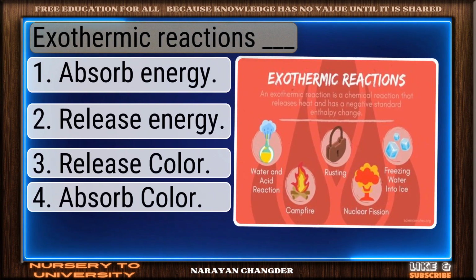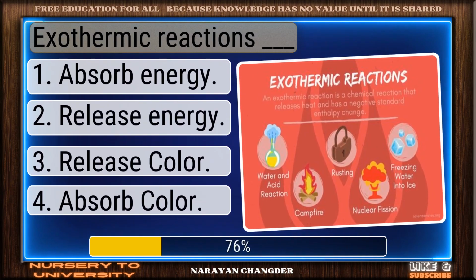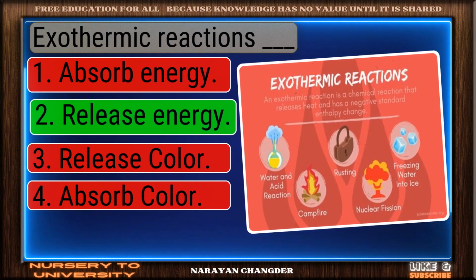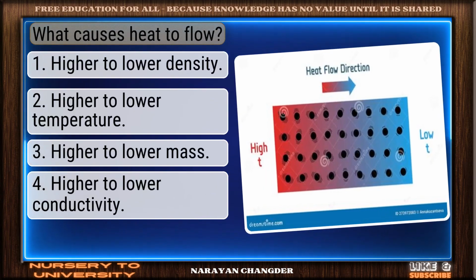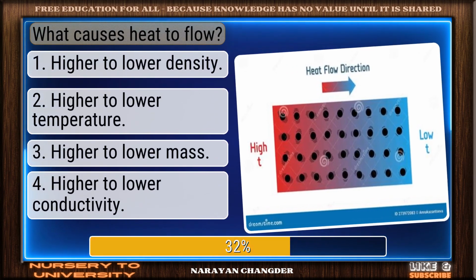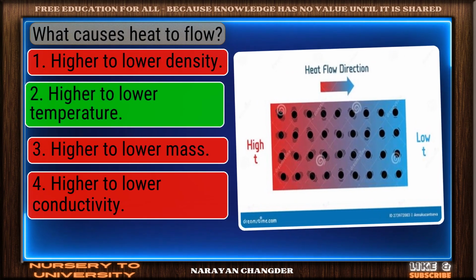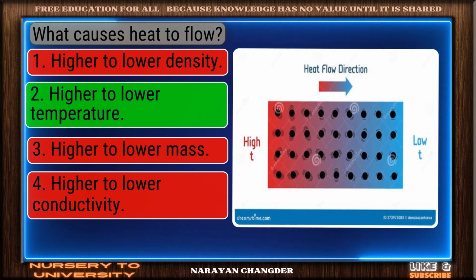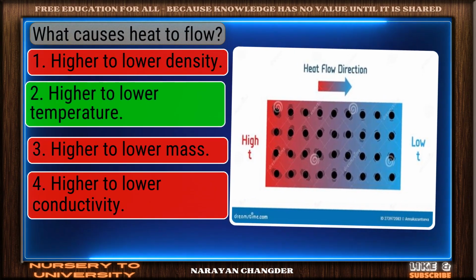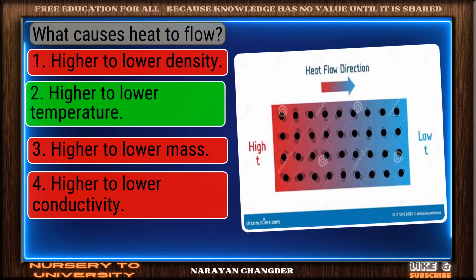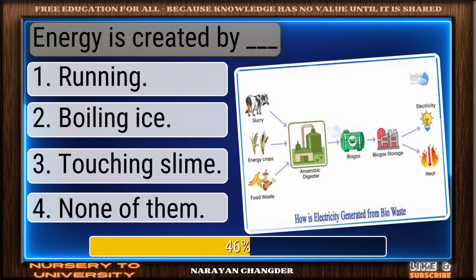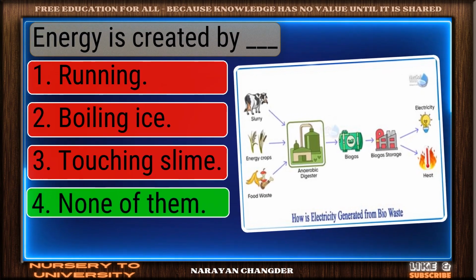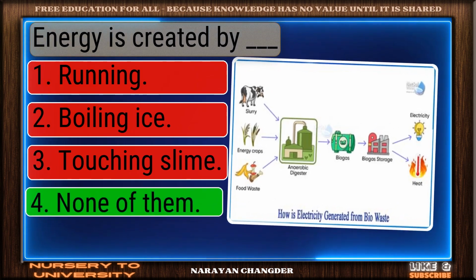Exothermic reactions dash. Correct. Release energy is the right answer. What causes heat to flow? You got it. Your choice, higher to lower temperature, is right. Energy is created by dash. Valid point. None of them is true.